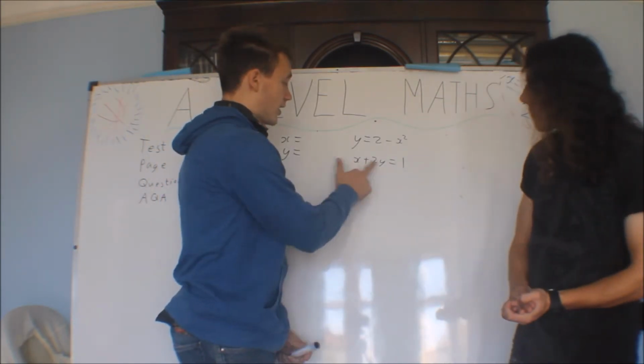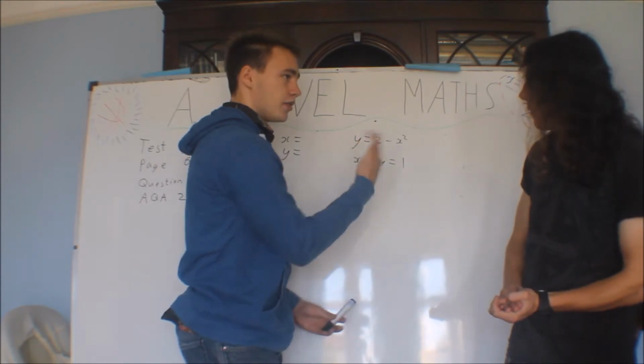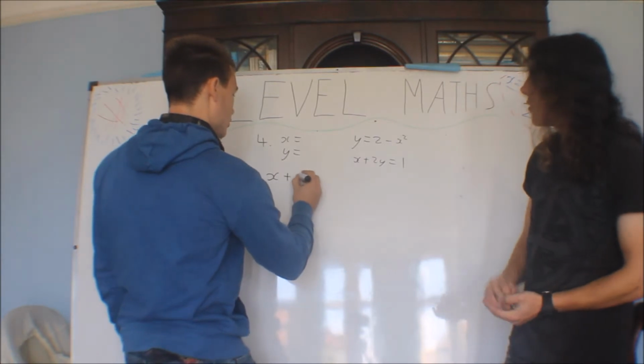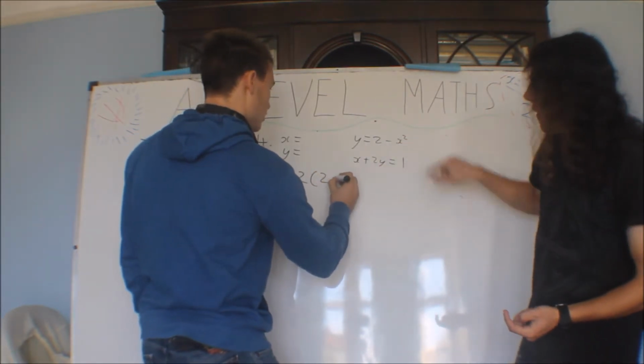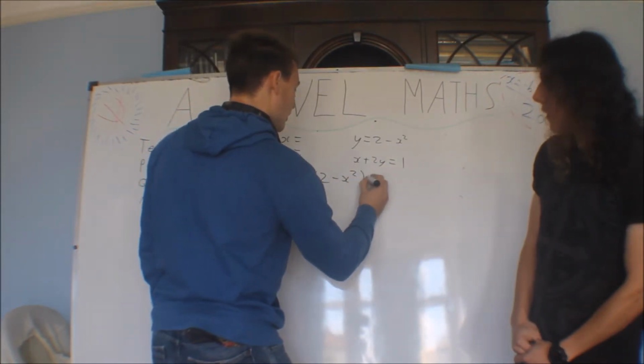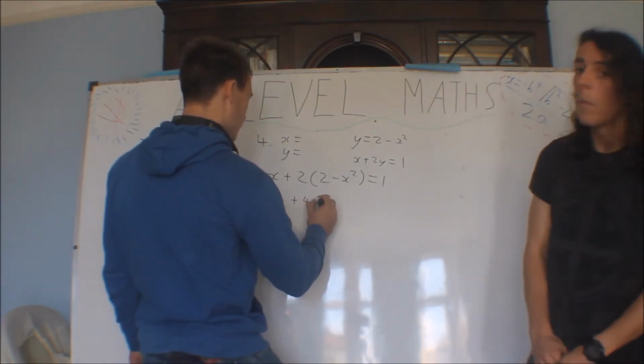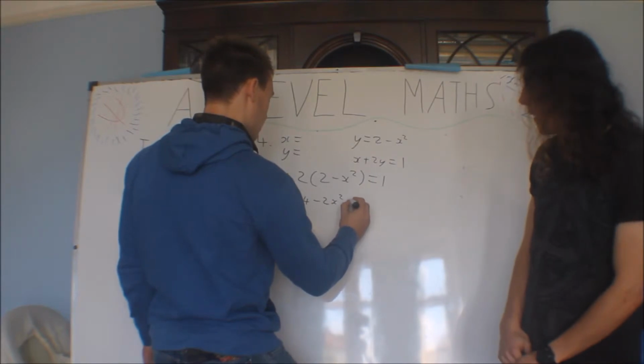You could substitute in your x or your y, but this says y equals, so I think I'm going to substitute y. I think you should. So you're going to have x plus 2 lots of this, 2 minus x squared, and that will equal 1. So first step is going to be to expand it. Yep, so it'll be 4 minus 2x squared equals 1.